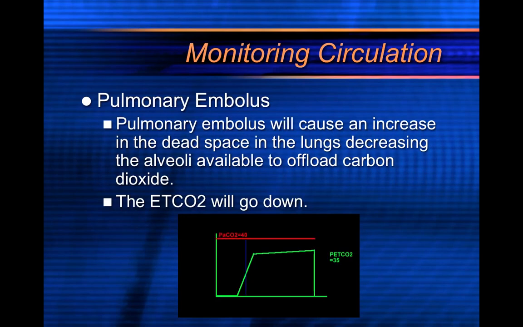A pulmonary embolism, that's considered a VQ mismatch in a way. Pulmonary embolus will cause an increase in the dead space in the lungs, decreasing the alveoli available to offload carbon dioxide. The end-tidal CO2 will go down. This kind of helps because you can have somebody that's got a pulmonary embolism with normal oxygenation. These patients sometimes will present with 100% O2 sats, and you might not hear any difference in lung sounds with a pulmonary embolus. So what do we use? Capnography. That can actually help you.